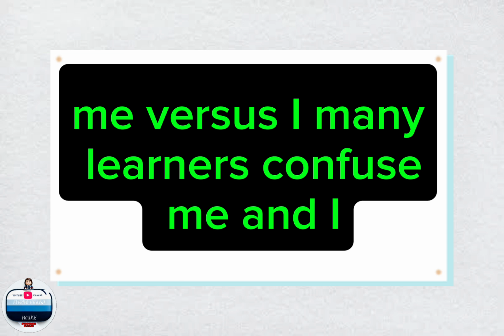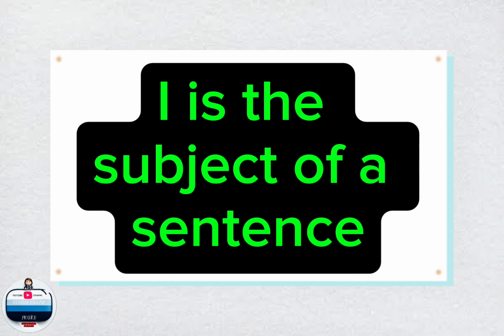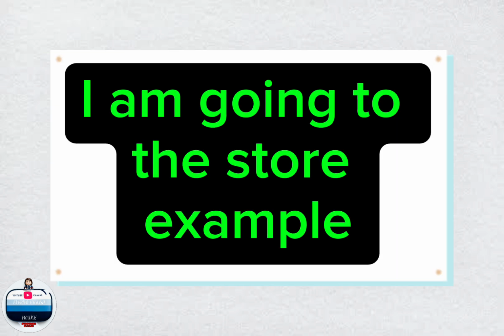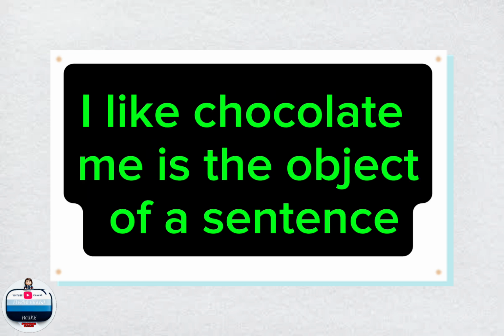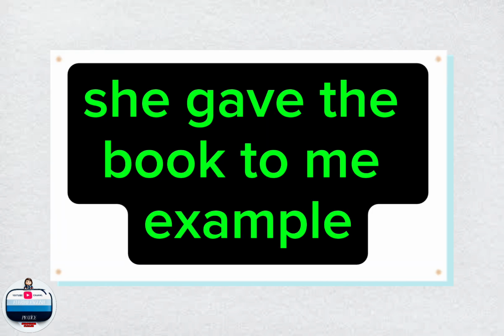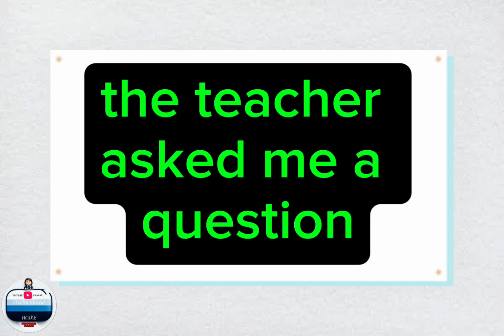Me versus I. Many learners confuse me and I. I is the subject of a sentence. It does the action. Example: I am going to the store. Example: I like chocolate. Me is the object of a sentence. It receives the action. Example: she gave the book to me.